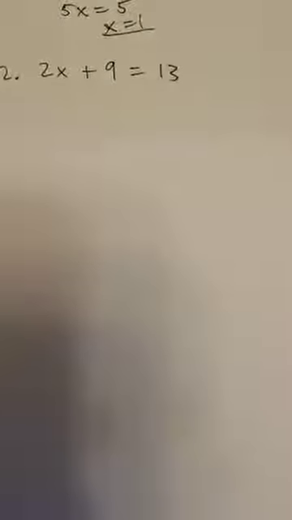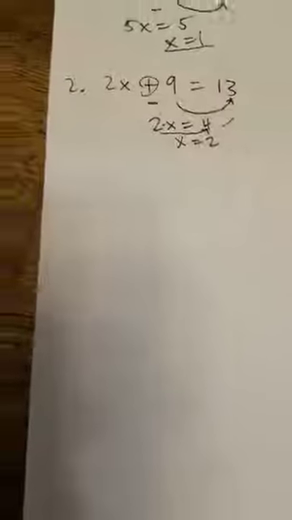2x plus 9 equals 13. Again, we'll start with the same process. We'll move the 9 to the other side and change the plus to a minus, so that we end up with 2x equals 4. And then you take this 2 to the other side. Instead of multiplying, now you have to divide. So now you end up with x equals 2. So again, subtract the 9, take it to the other side, then take the 2 to the other side. Instead of multiplying, you have to divide, and end up with x equals 2.